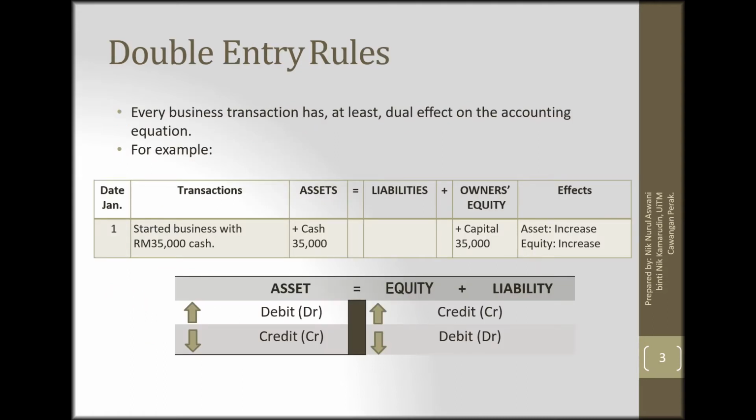Alright, so let's look at the first one, double entry rules. What does it mean here by double entry rules? It means that for every business transaction, it must have at least dual effect on the accounting equation. It could affect more than one item in the accounting equation, but at least it must have dual effect or two effects on the accounting equation.